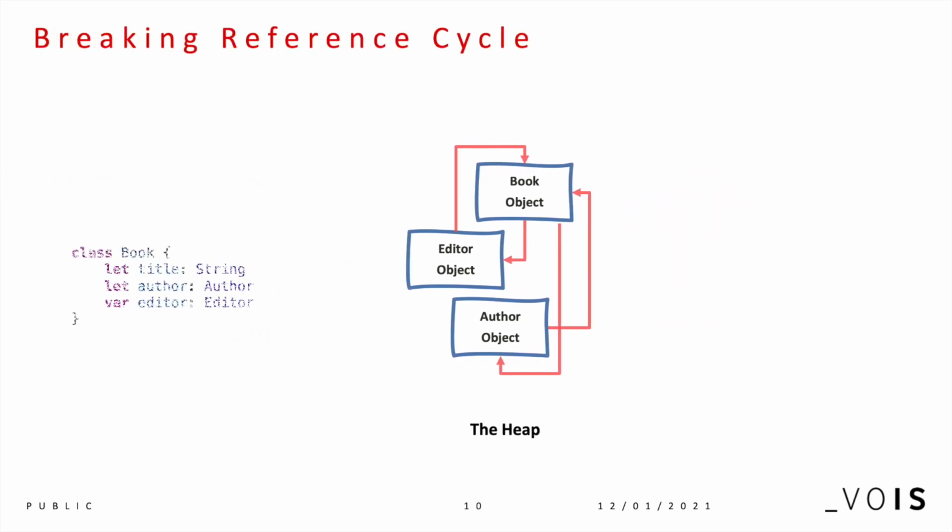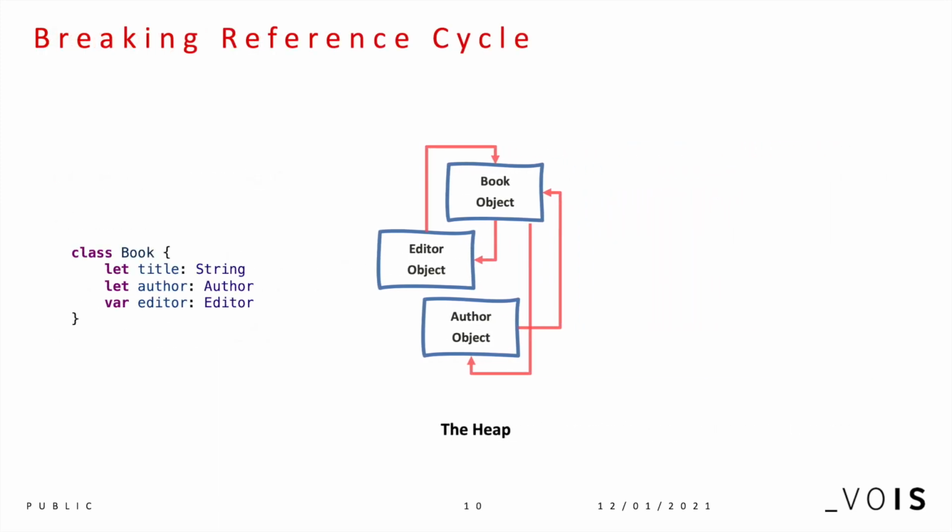It's time to break the reference cycles before they break us. First, a book doesn't always assign to an editor, so it makes sense to model it as an optional type. And the book doesn't own the editor, so it makes perfect sense to make it a weak reference as well.